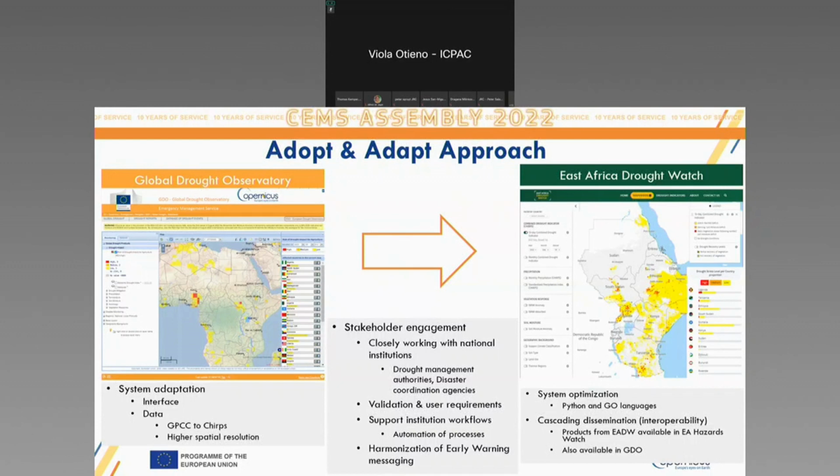System optimization: we also changed from the language that was used to develop GDO to Python and Go languages, which support more parallel processing and therefore make the system a bit faster. And then cascading dissemination in terms of interoperability. So the products available on East Africa Drought Watch are all available on GDO as well. So we have that kind of link.